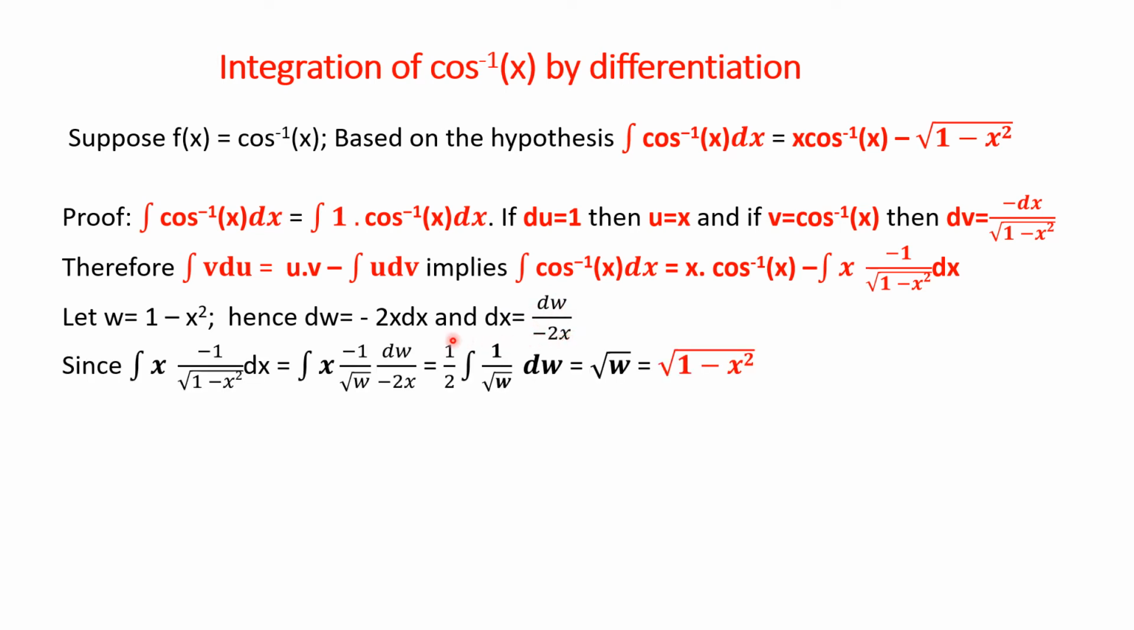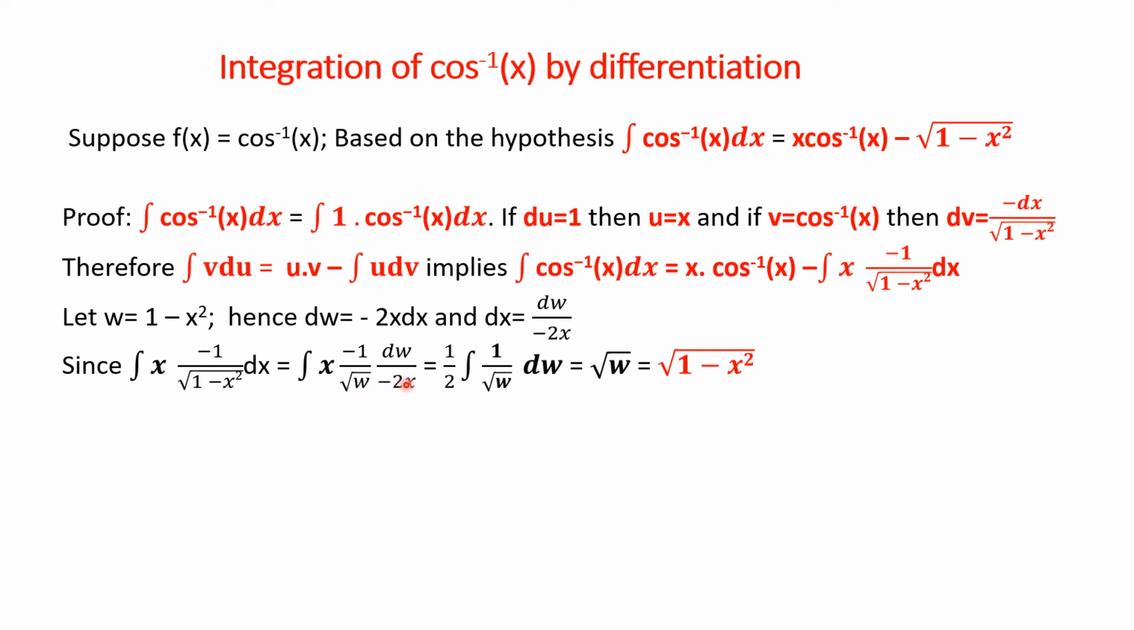Now we will just go ahead and figure out the integration of x multiplied by negative 1 divided by the square root of 1 minus x squared dx. We're going to plug in, instead of 1 minus x squared, we're going to replace it by w, which is right here. And then we're going to replace dx by its equivalent, which is dw divided by negative 2x. The rest is the same.